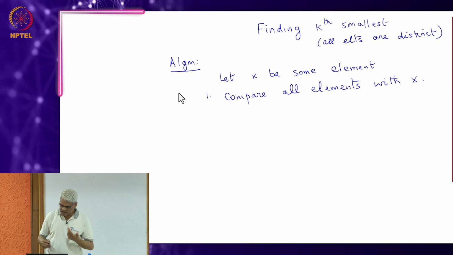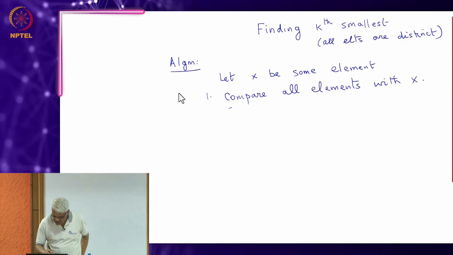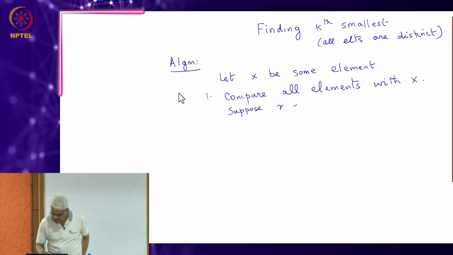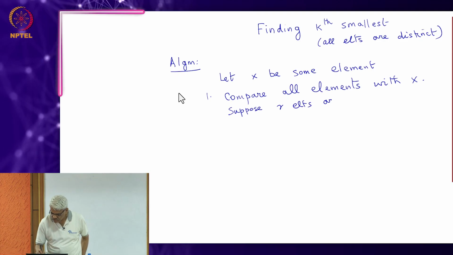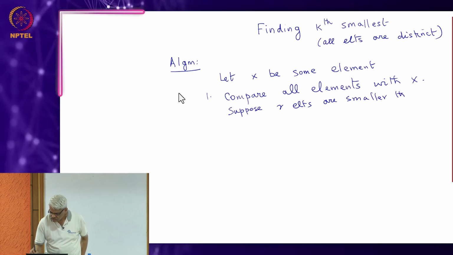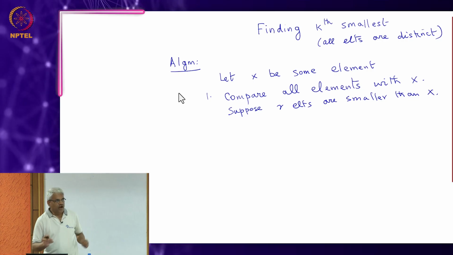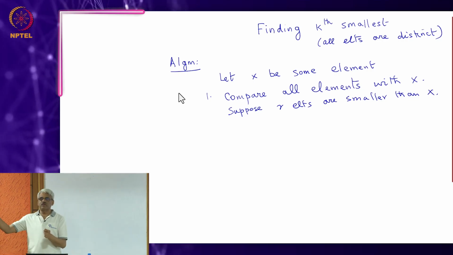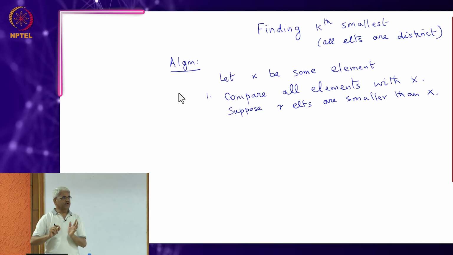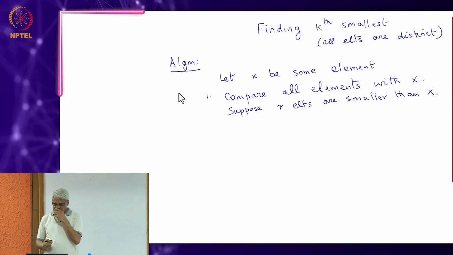Okay, so suppose r elements are smaller. I have a counter which, every time I run through this comparison, if the element is smaller, I increment that counter, and I compute this r.